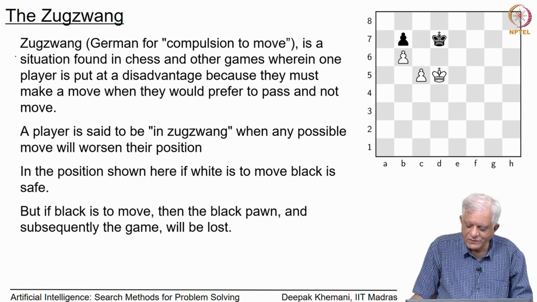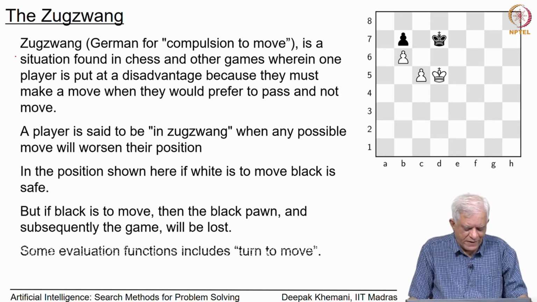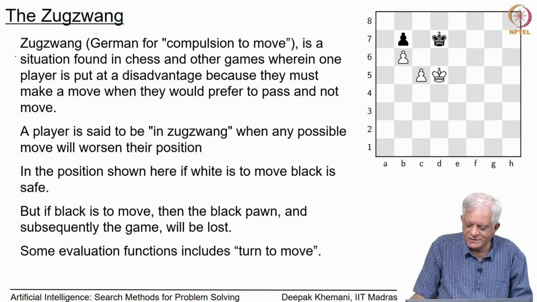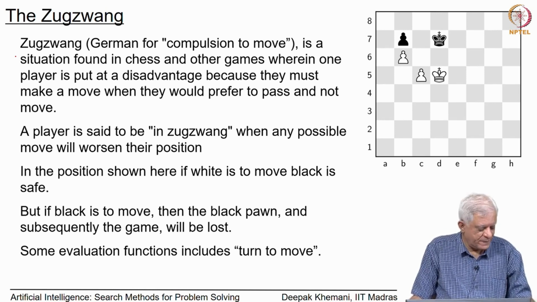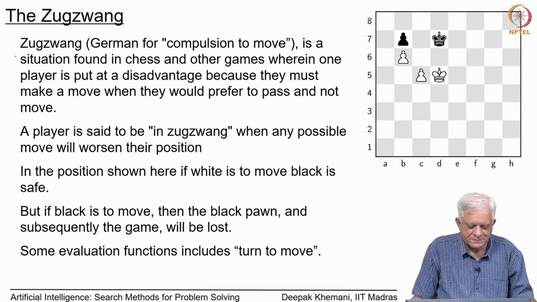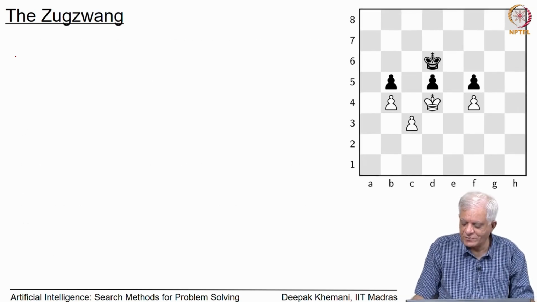Then if black moves the king, then white will be able to capture the black pawn and eventually win the game essentially. So, sometimes in the evaluation function we also include the fact as to whose turn it is to move essentially, and many chess programs do that. Let us look at another slightly more sophisticated zugzwang position.